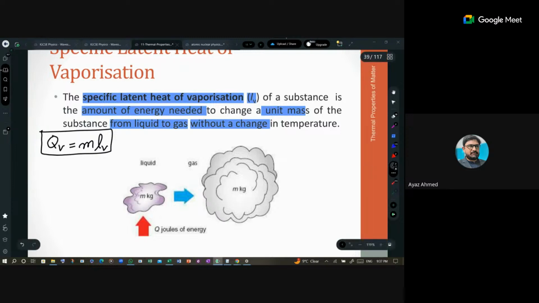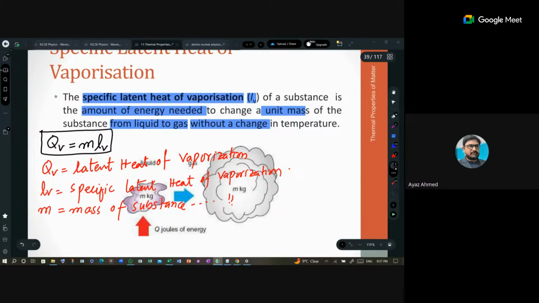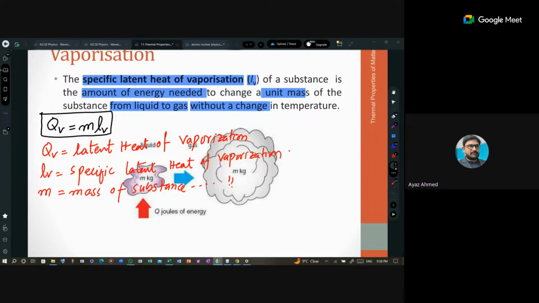Here again QV is latent heat of vaporization, LV is specific latent heat of vaporization, and M is the mass of the substance. Is this clear to you? Yes, sir. Okay. So this is something to recall, memory recall. You have to recall this one as well as this equation.